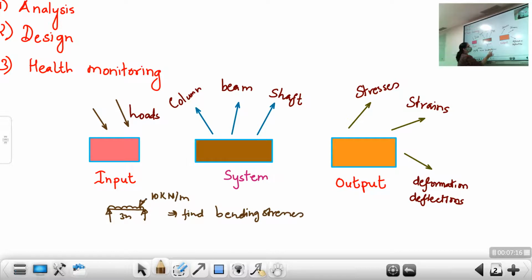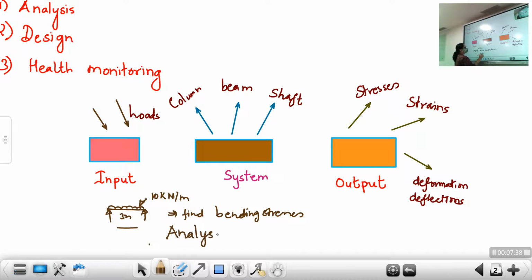That means what is asked here? The system is known, the loads are known. What is asked is the output. The output could be the bending stresses here. So this type of problem, we call it an analysis problem.